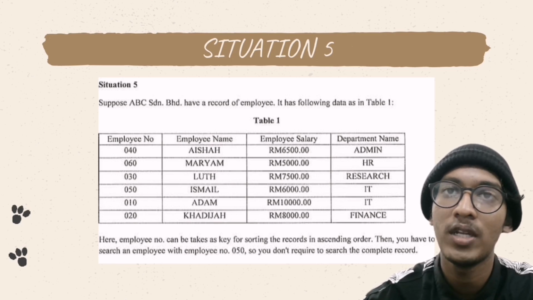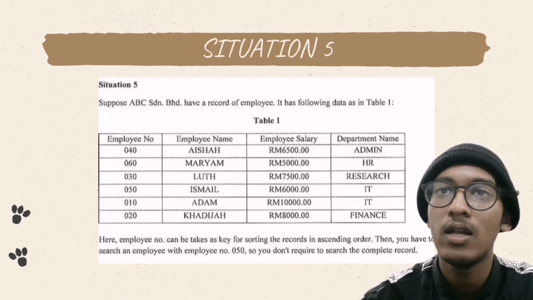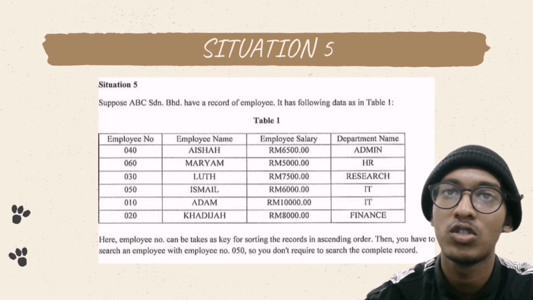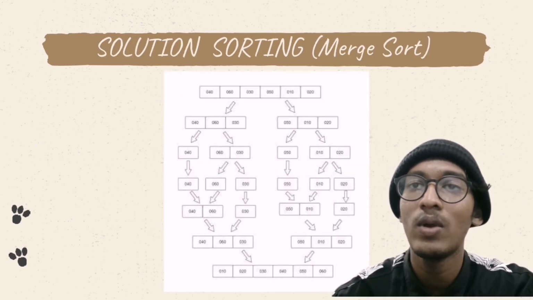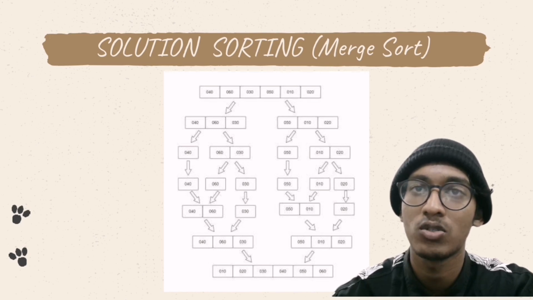I'm going to explain about situation 5. The record of the employee needs to be sorted in ascending order. The sorting method that I'll be using is merge sort, but any type of sort can be used, such as selection sort, insertion sort, bubble sort or quick sort. As you can see, this is the way the list has been sorted using merge sort.